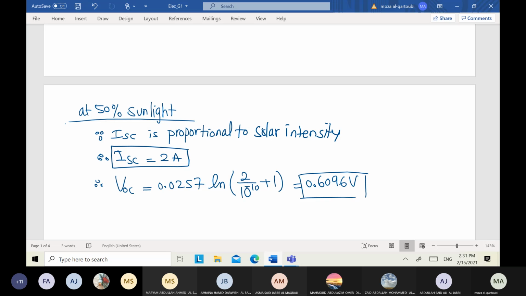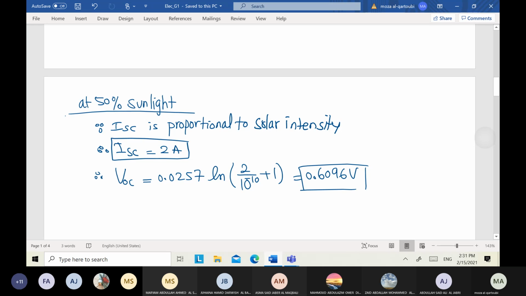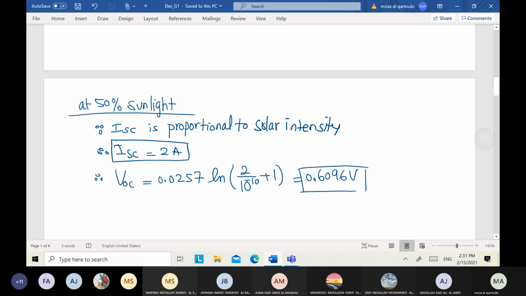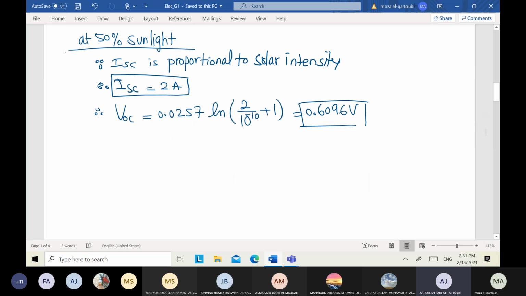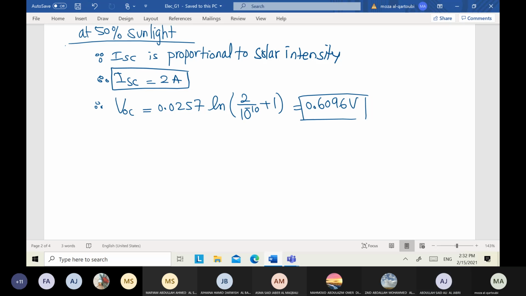We need to answer now the second part. It asks to plot the result which we found in part A. We found in part A the relation between what? Voltage with respect to current. So we need to sketch now the VI curve of the photovoltaic cell.